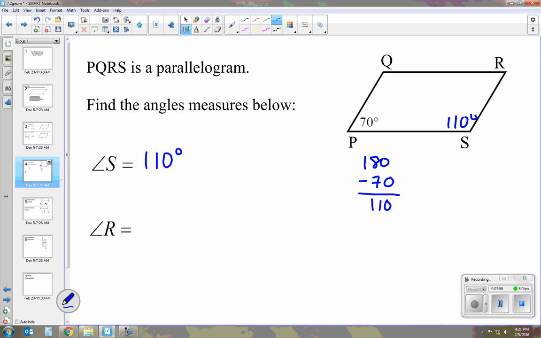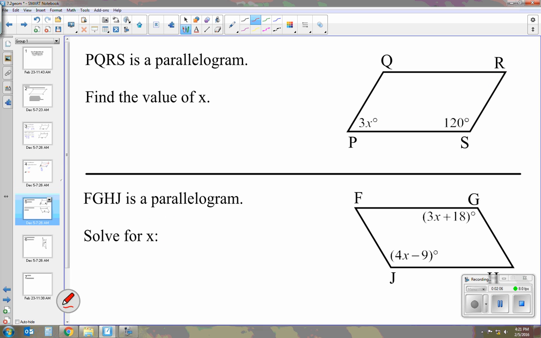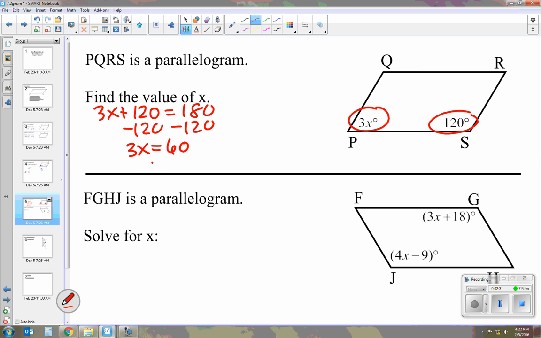Angle R is opposite of angle P, and opposite angles are congruent. So this one's going to be 70 degrees. All right, let's do a couple more of these. Once again, we have all parallelograms. We're finding the value of x, and 3x and 120 degrees are consecutive angles, and consecutive angles are always 180 degrees, so we can say that 3x plus 120 is equal to 180 degrees. Now we can solve. 3x is equal to 60, x is equal to 20.